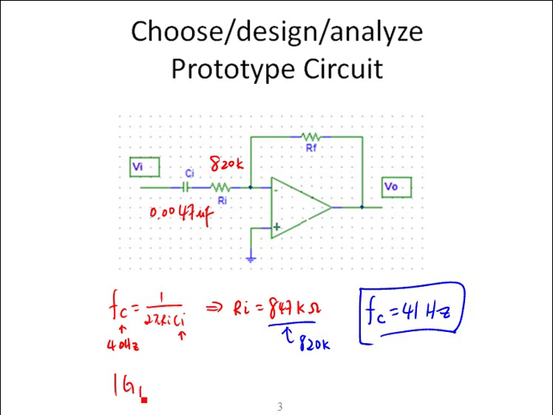Second, we know the passband gain of this circuit is determined by the ratio of Rf over Ri. The desired passband gain is 1, which means the feedback resistance also needs to be 820 kilo-ohm.